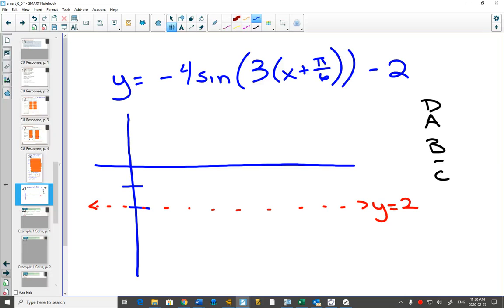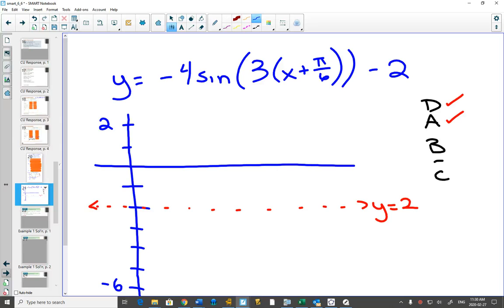Would we say that our amplitude is 4, or would we say that our amplitude is -4? 4. Amplitude is a distance. It's always a positive number. So if our amplitude is 4, that means we're going to go up 4 and down 4. So our maximum is at 2 and our minimum at -6. Ooh, sorry, I got ahead. Check the D, check the A. Perfect.